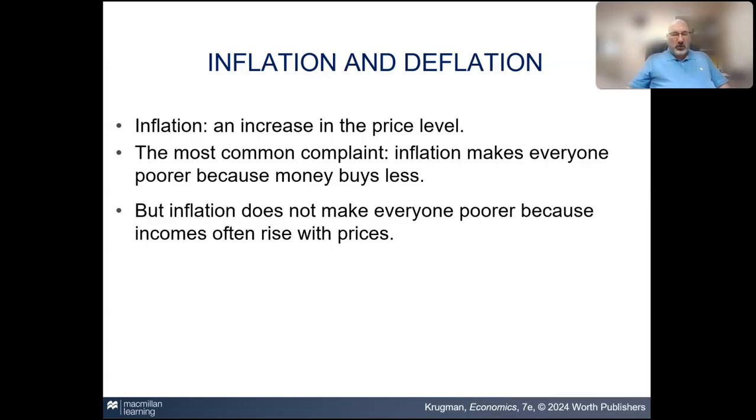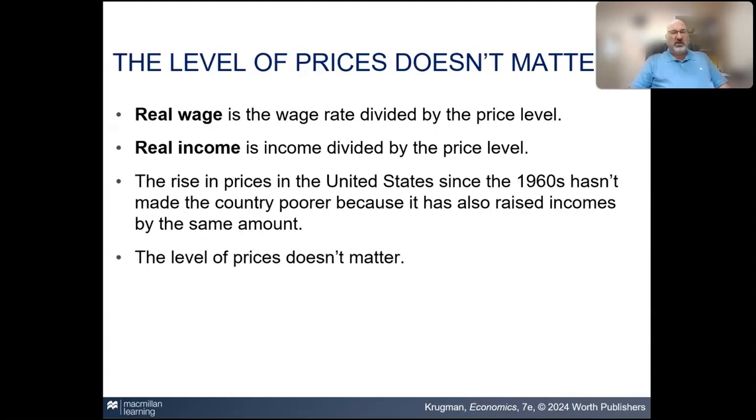So there's a whole thing. You need people to have the money to buy the goods so that you can make the goods and have people buy the goods. If you don't, then this whole cycle falls apart. It's kind of crazy, right? So the level of prices doesn't really matter. The real wage is the wage rate divided by the price level, and real income is income divided by the price level. So real income is not money.